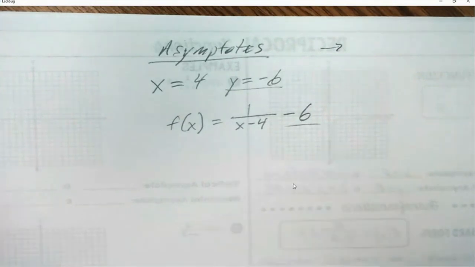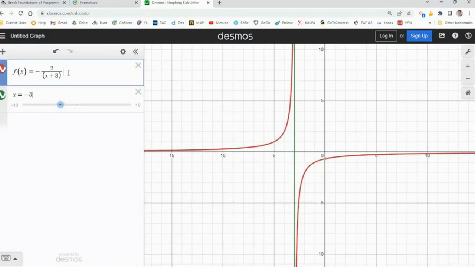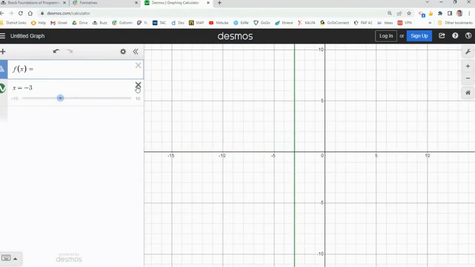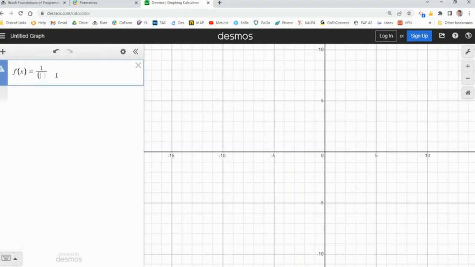Let's look and see if we're right. We can do that real easy. We can double check ourselves by going here and graphing what we just wrote. We wrote 1 divided by x minus 4 minus 6. Oh, get it up here. Minus 6.